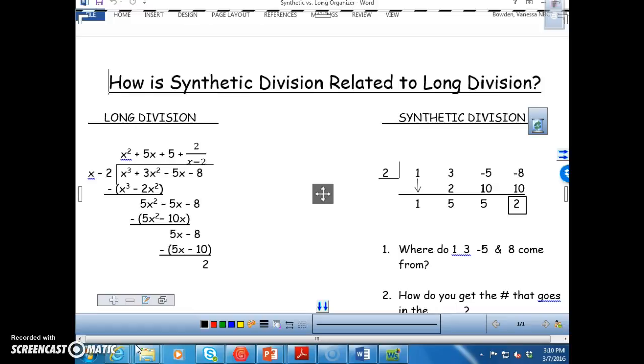The coefficients of the quotient, the divisor, the remainder, the what? The dividend. See, the coefficients? 1, 3, negative 5, negative 8. So these are the coefficients of the dividend, for question 1.